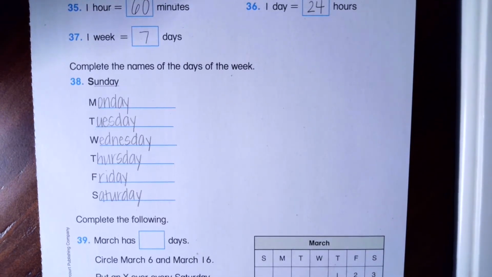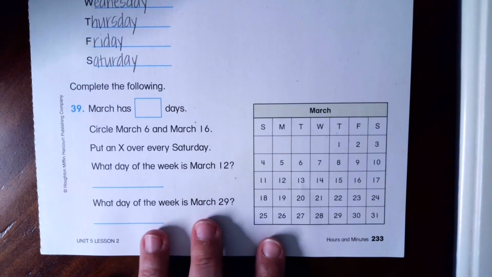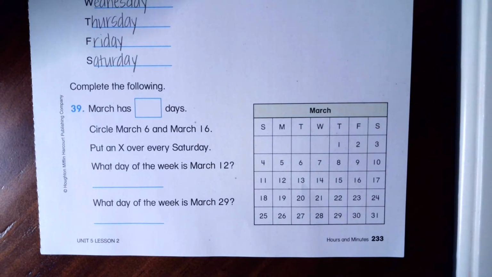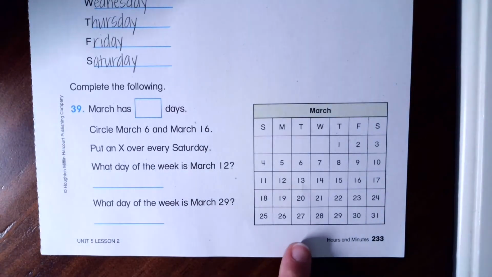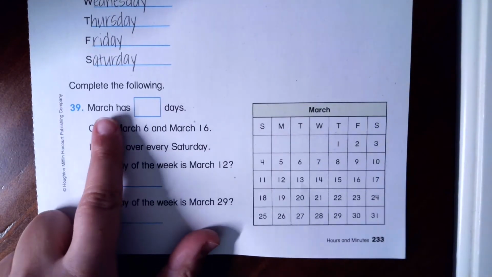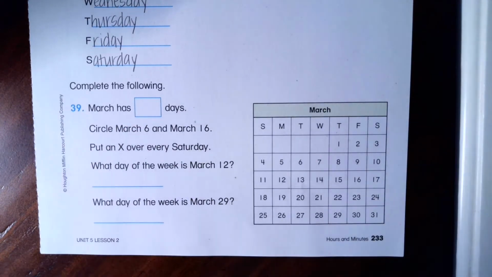Now, number 39 is kind of a fun problem. It gives you a little calendar here, and it wants you to answer these questions by looking at this calendar. So the first question is, March has blank days. Go ahead and fill that in.